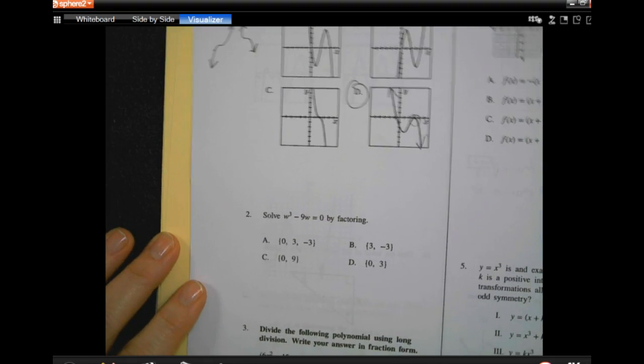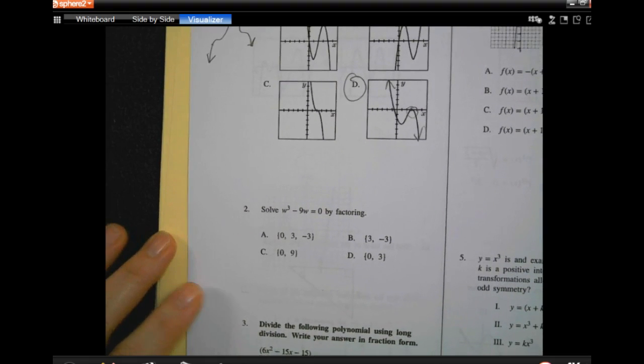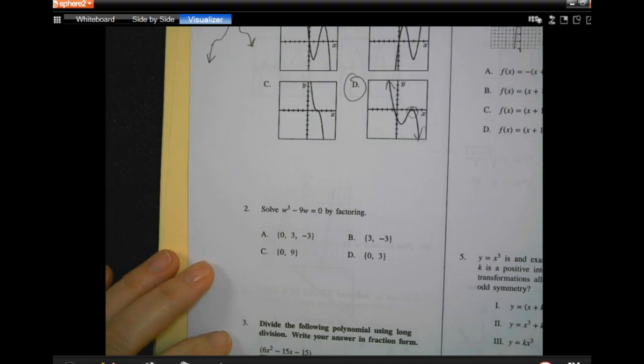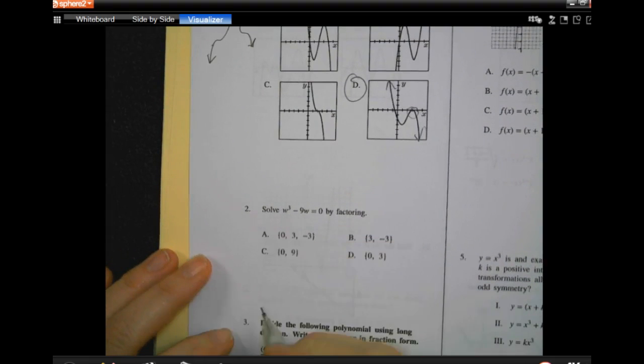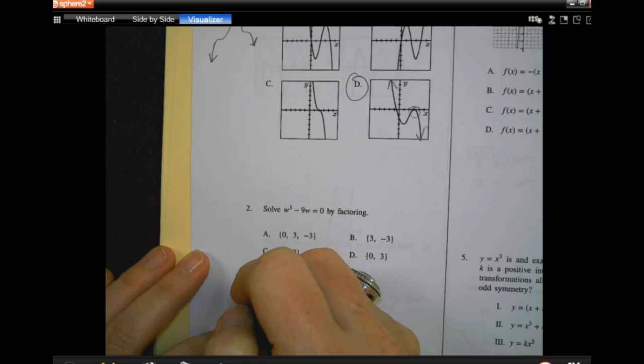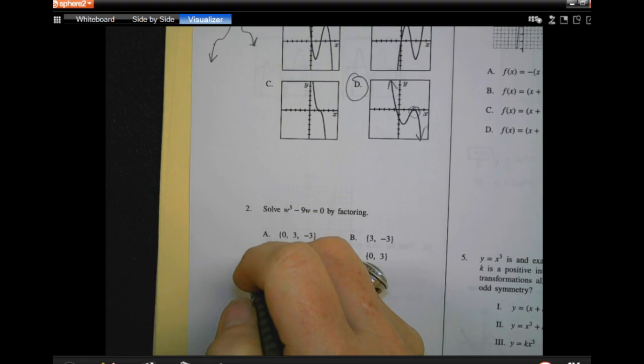Okay, number 2. Shh. Hey, y'all, be quiet. Number 2. First of all, I can't factor this because it has the x third. Okay, y'all, stop the individual conversations. It's all about me now.